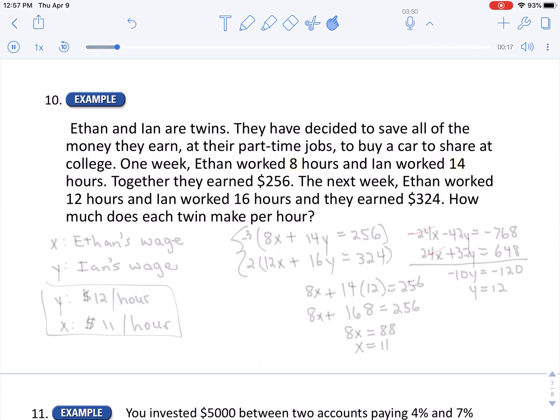Together they earned $256. The next week, Ethan worked 12 hours and Ian worked 16 hours and they earned a total of $324. How much does each twin make per hour?